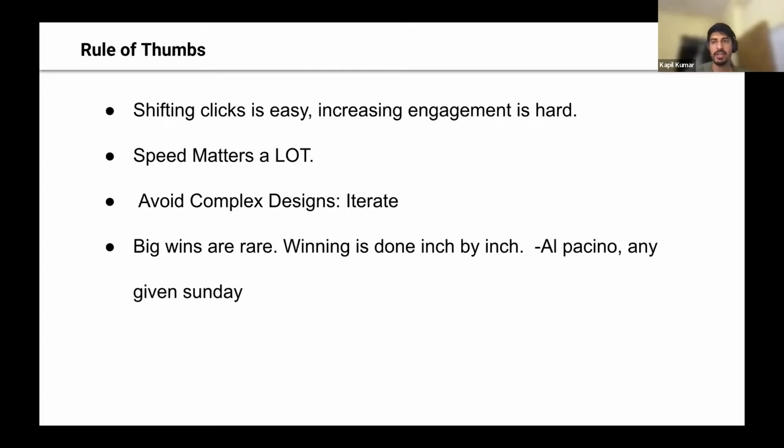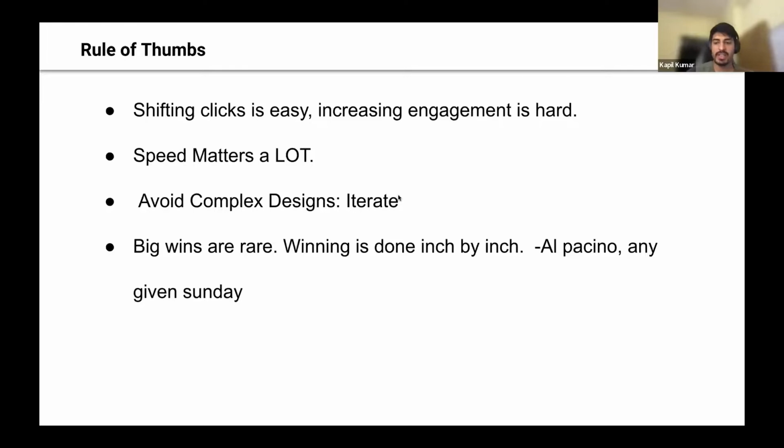The second rule of thumb is that speed matters a lot. If you can test an experiment within 2 days, then you can do 10 experiments in 20 days, compared to taking 20 days for a single one. So if you have a large user base and you use a variance reduction technique, you can conclude your experiment faster.